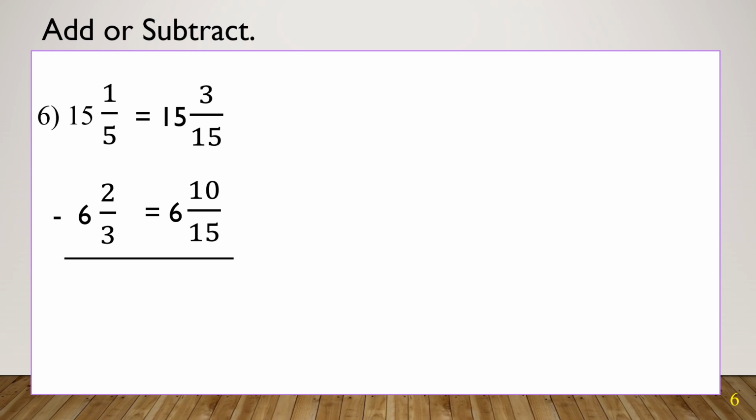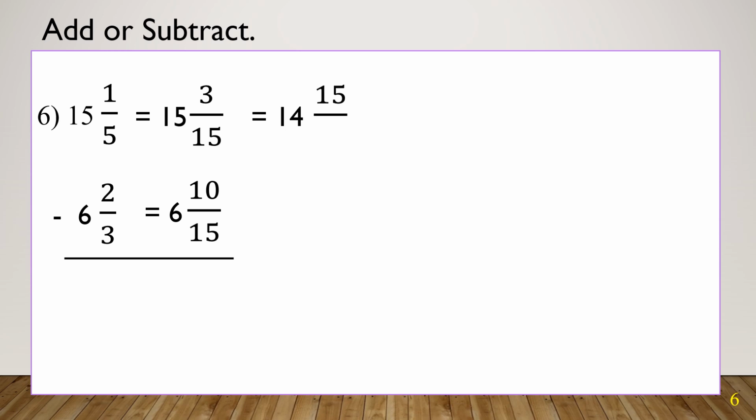Pwede na ba tayong mag-subtract? No. Bakit? Kasi, ang minuend niya sa ang nasa taas ay 3, wala po tayong makukuhang 10 sa 3. So, mas mataas yung subtrahend kaysa sa minuend. So, ang gagawin natin ay magre-regroup tayo or magbaborrow. Saan tayo manghihiram? Okay, of course, dun sa whole number 15. So, kapag nanghiram tayo sa 15, anong mangyayari sa 15? So, yung 1 ay gagawin natin fraction, tapos magiging na lang siyang 14.